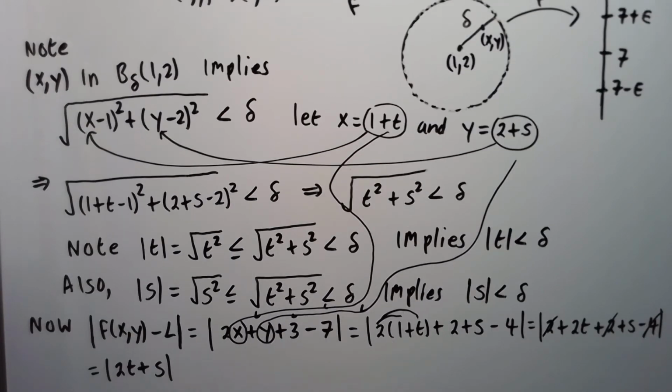So we have the absolute value of 2t plus s. Okay, and we want this guy to be less than epsilon. We're going to make an observation now. I'm out of space here, so I'm going to erase a few things and I'll summarize what we have.